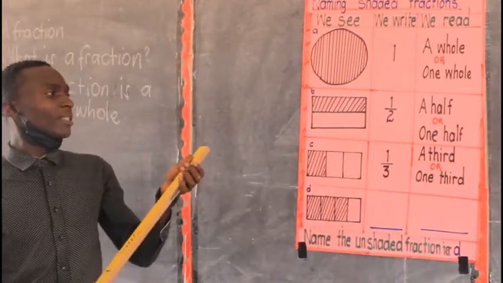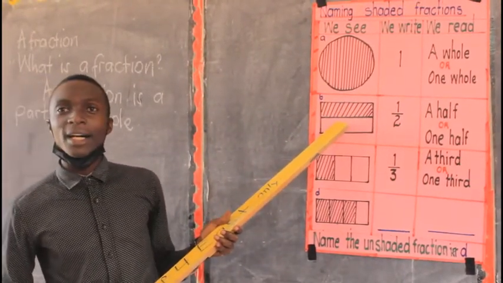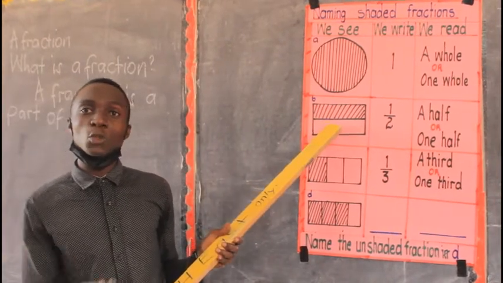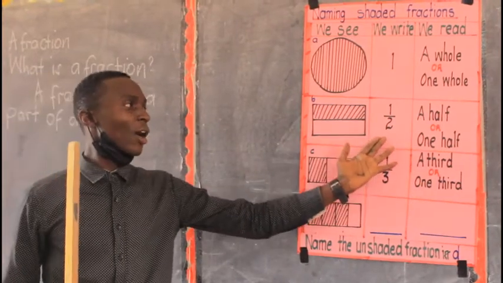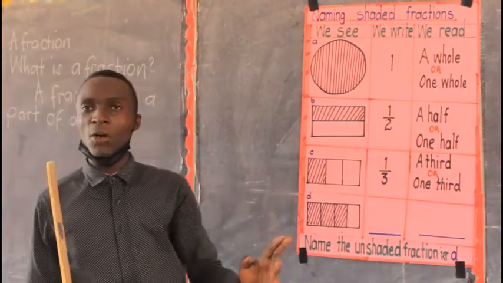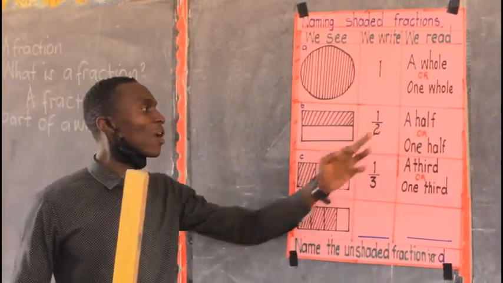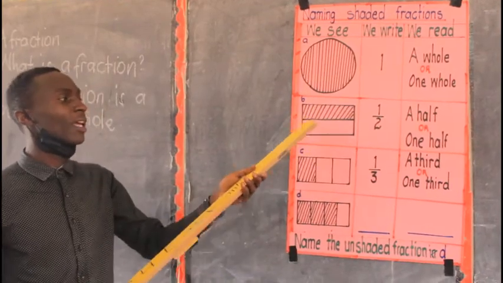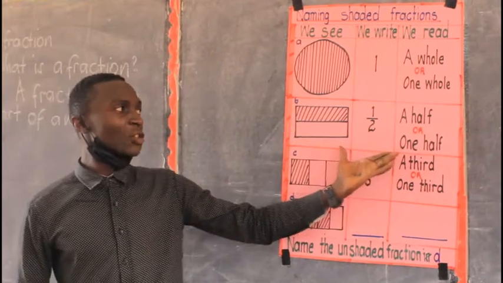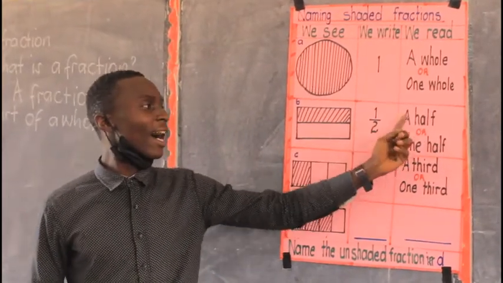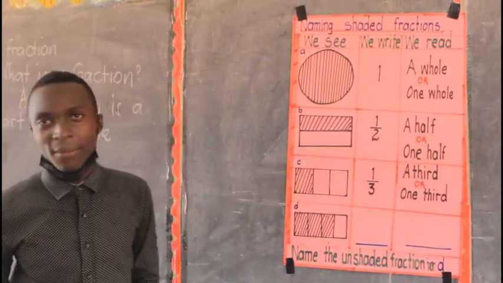We go to the next one. We see this figure divided into 2 equal parts. We have shaded only 1 part, so we write 1 out of the 2 parts, because when you count, they are 2. Let's count, 1 and 2. So we read it as a half, or we can say 1/2.